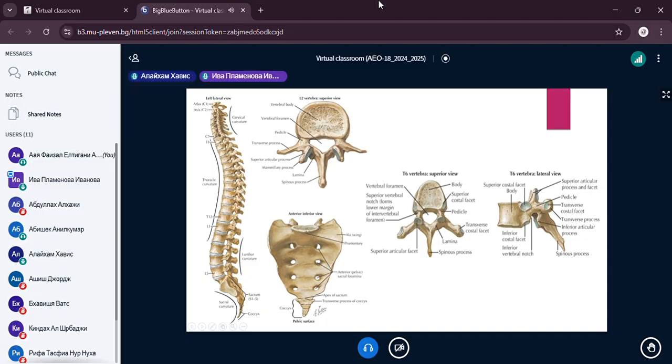I don't remember this part. We have a triangular shape. Each triangle has an apex and a base, right? Yes, this is the base of the sacrum. Here is the apex. And this is the anterior view.